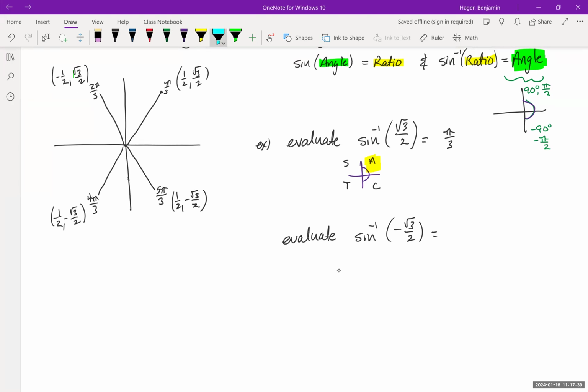I could see two of them right here. At this angle, my sine is a negative root 3 over 2. At this angle, my sine is a negative root 3 over 2. But we remember our domain restrictions. As soon as we invoke that symbol, that function, remember that thing only understands negative pi over 2 to pi over 2. We restricted the domain of the sine function, chopped off all the rest. So that's all it knows.